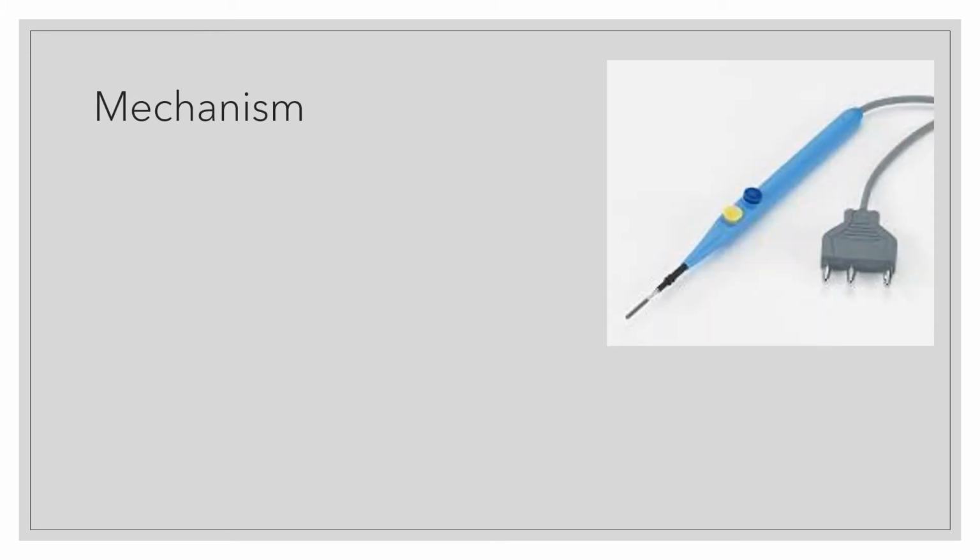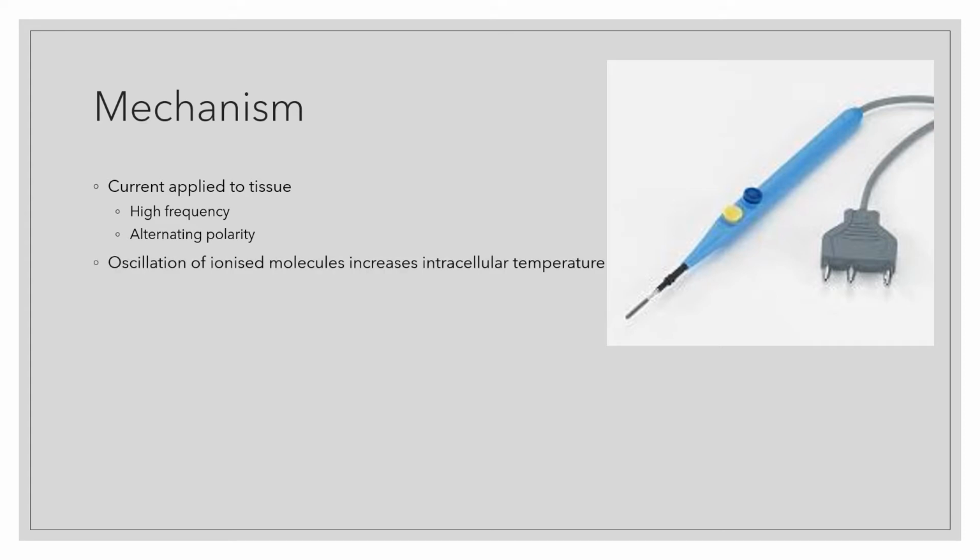What mechanism do we use? So this is a finger switch on the right, which will come up later. Effectively, we apply current to tissue using a finger switch or another device, and that current is an alternating current. The oscillation of ionized molecules within cells increases the intracellular temperature. So you're effectively lining up these ionized molecules in one direction and then very rapidly flipping it to the opposite direction, and this oscillation increases temperature, as you might expect.